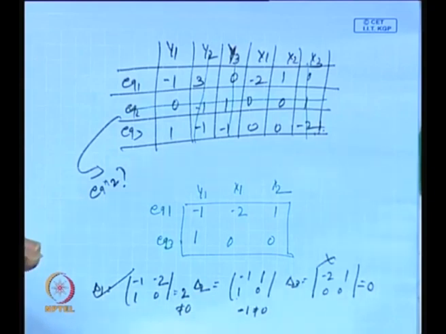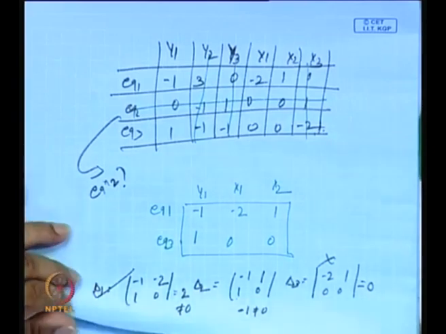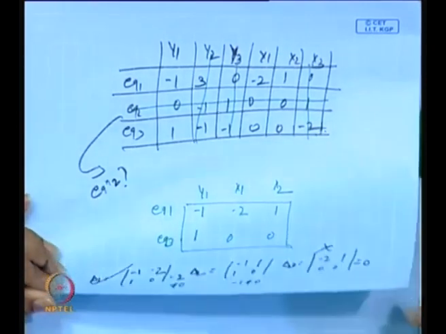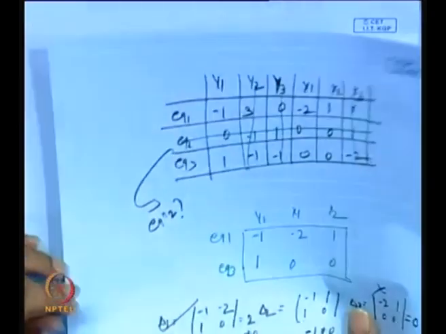What is the need of the order condition here? It will tell you whether the equation is exactly identified or over identified, or you can say under identified. So, this is all about the structure of identification problems.